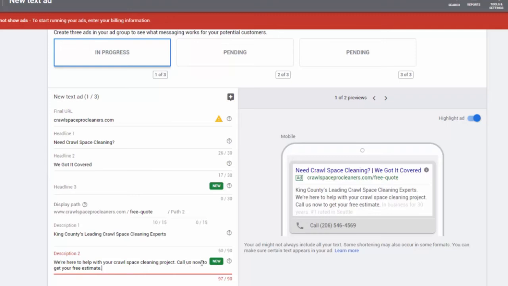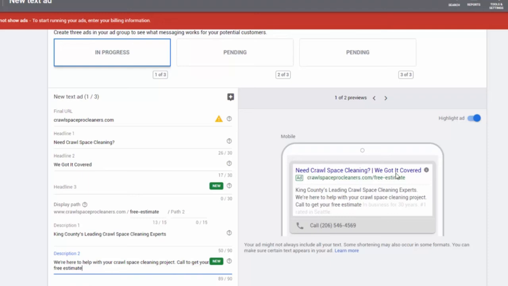We're here to help your, so let me go ahead and change this here. Free estimate. We're here to help with your crawl space cleaning project. Call us now. Call to get your free estimate. Perfect. So this is how it's going to look.